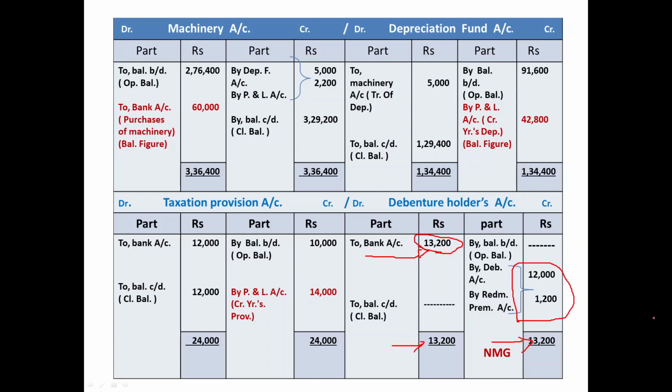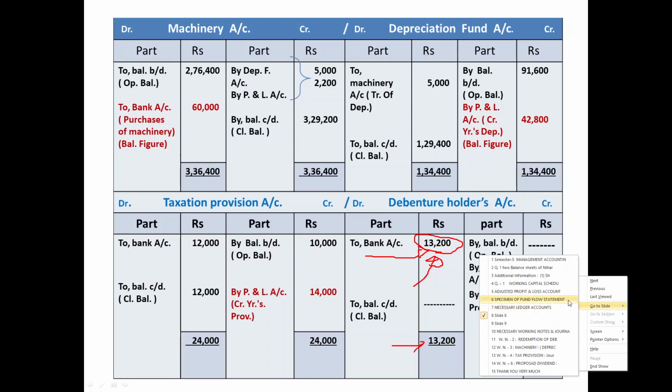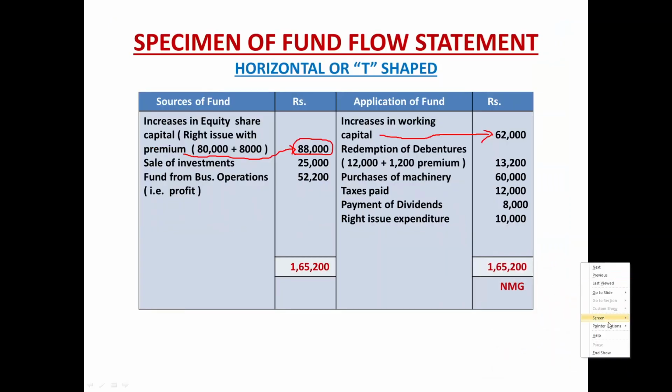13,200. Now fund flow impact. In this account, see the debit side, 13,200 paid to debenture holders. Narration bank. So it indicates the application of fund. Let us report it in the fund flow statement. Rupees 13,200 paid to debenture holders for the redemption of debenture. See the application side. This is the amount of redemption of debentures: 12,000 plus 1200 premium, total 13,200. So it indicates the application of fund.